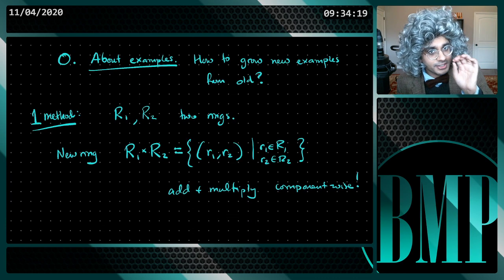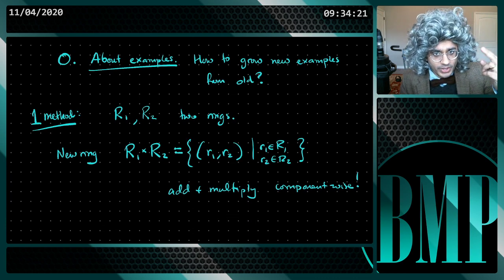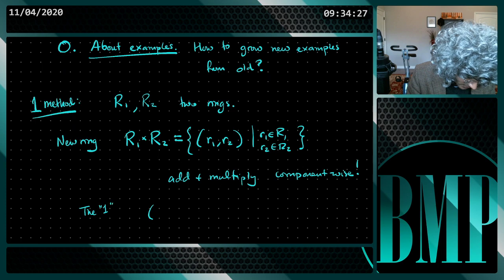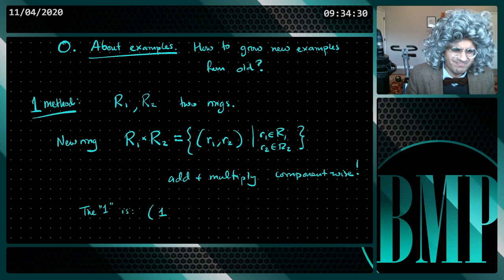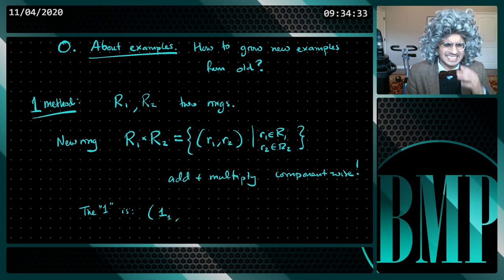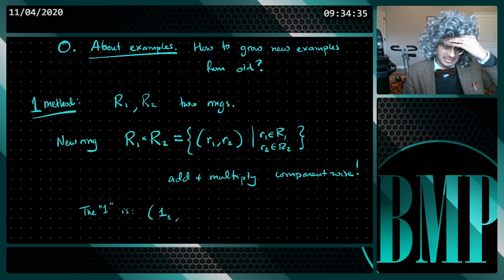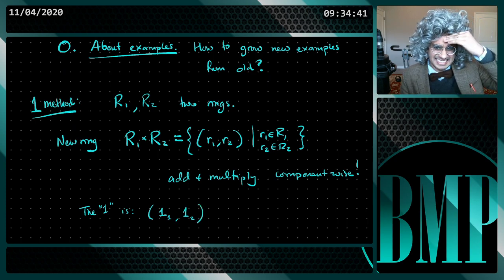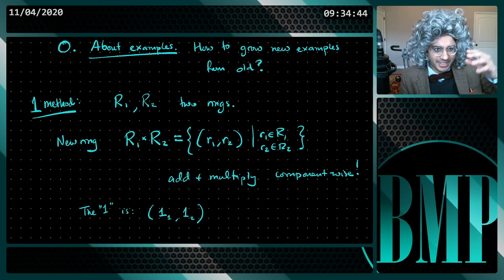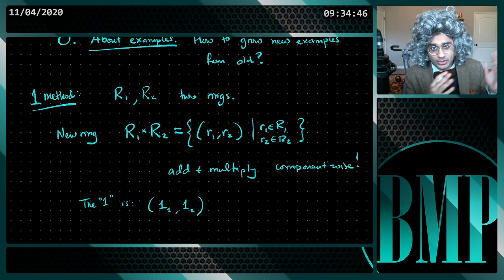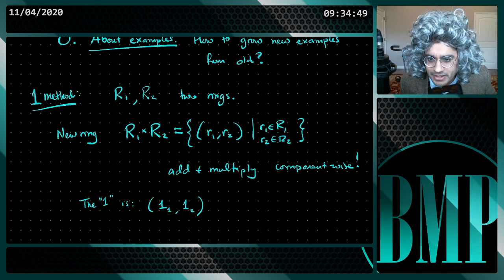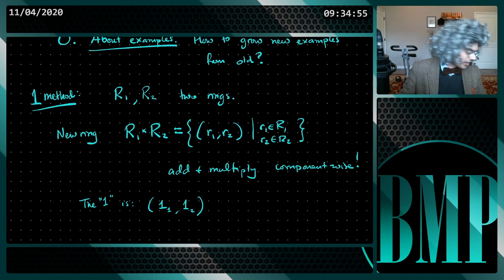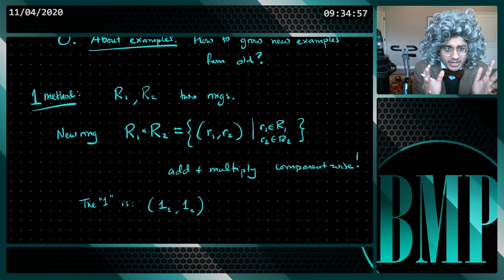Okay? Notice this ring has a 1 if both of the rings have a 1. The 1 is 1 sub 1 and 1 sub 2. It's bad notation, but you get it. All right? What's 0? (0,0). And then you add and multiply and go have fun. Teacher's pet crow, welcome. Awesome. Okay. So that's one cheap way of making a ring.